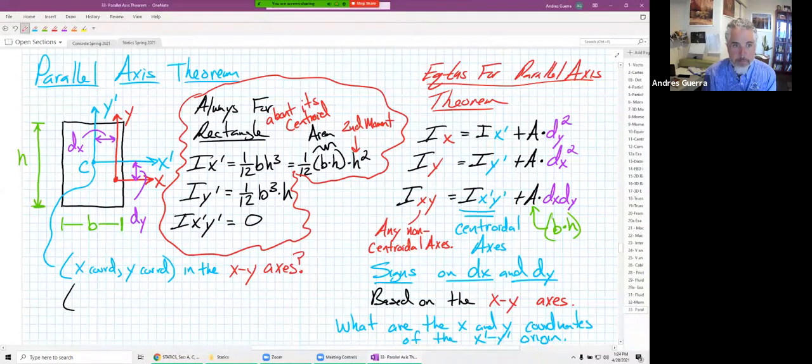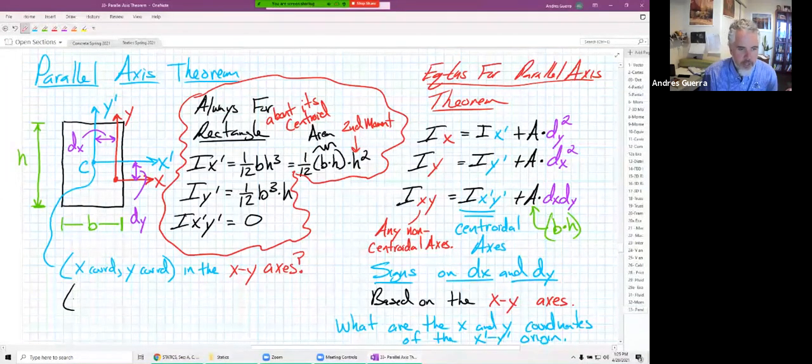Positive. Okay, so remember it's relative. It's kind of weird because it looks like the x prime and the y prime are like the global coordinate system because they're in the middle of the rectangle. But actually the red is our global coordinate system. It's actually based on the red axis. If we look in terms of the red axis, isn't it a negative x?